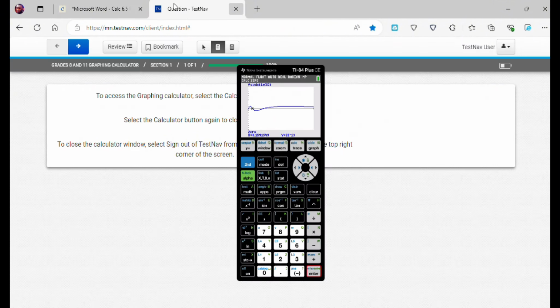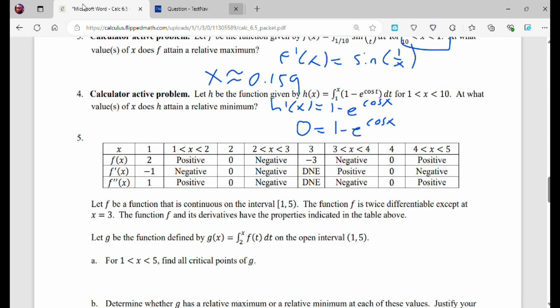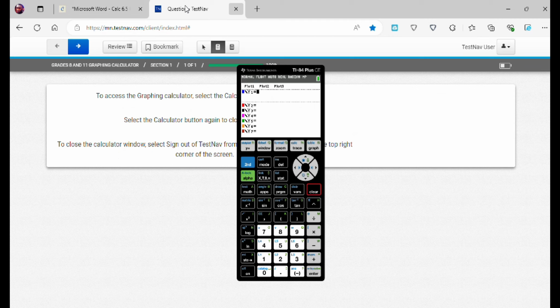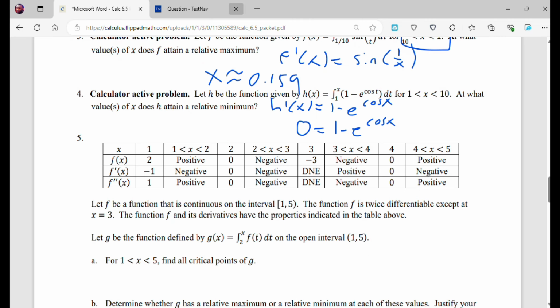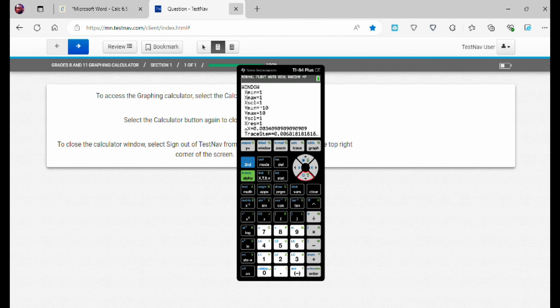So y equals 1 minus e to the cosine x. We're going to adjust our window. Window is 1 to 10. Graph. Okay. Negative to positive. So we have 2, it looks like.